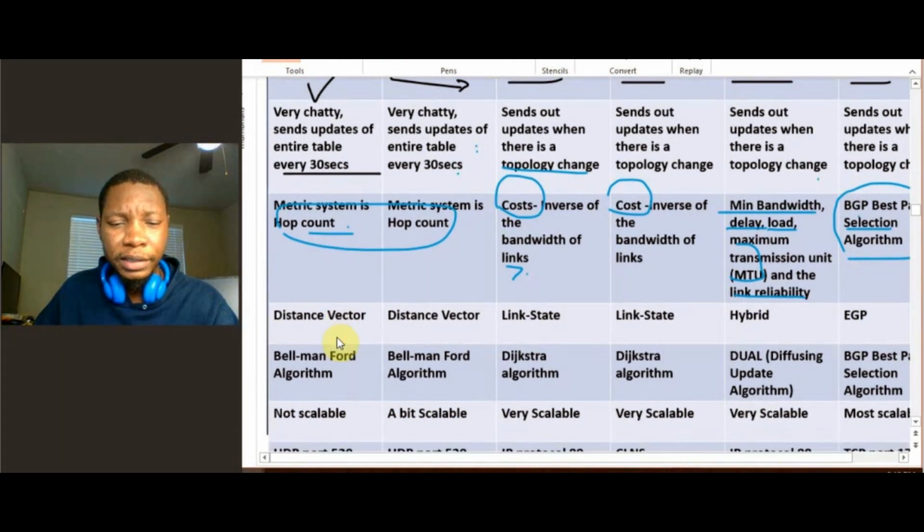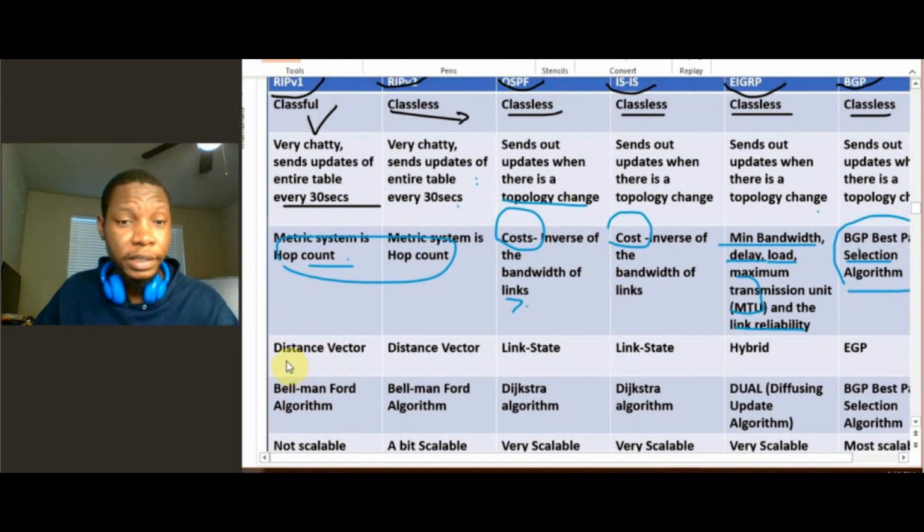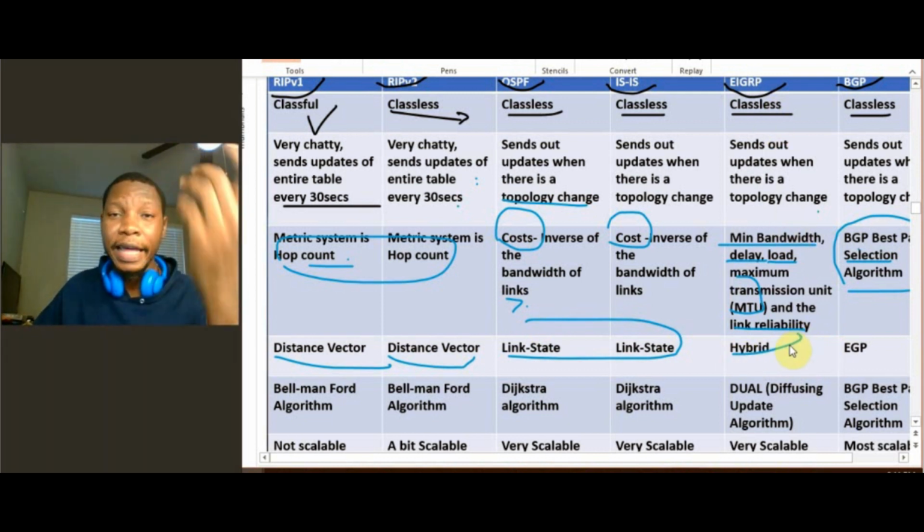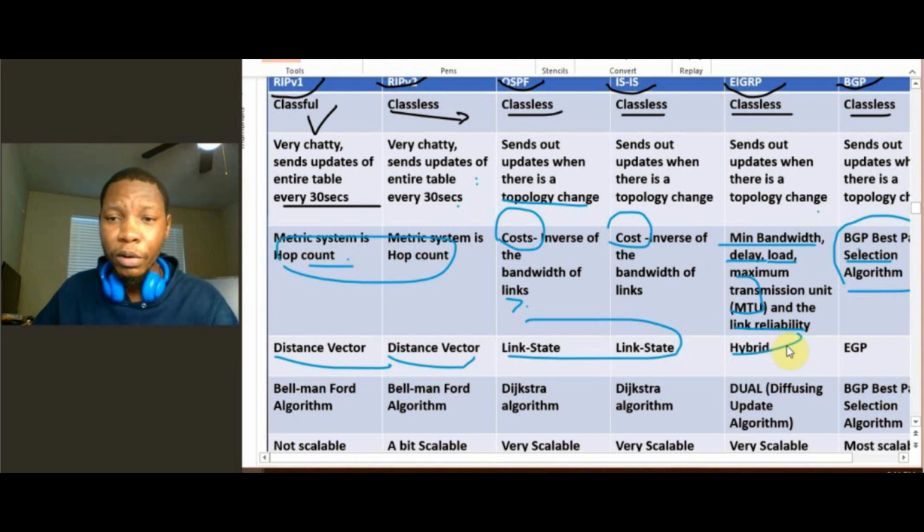Going back to our differences, RIP version 1 is a distance vector routing protocol, right? Version 2 is also a distance vector routing protocol. OSPF and ISIS are both link state routing protocols. EIGRP is a hybrid, right? According to Cisco, it's an enhanced distance vector routing protocol, but it's a hybrid because it has some link state attributes too.